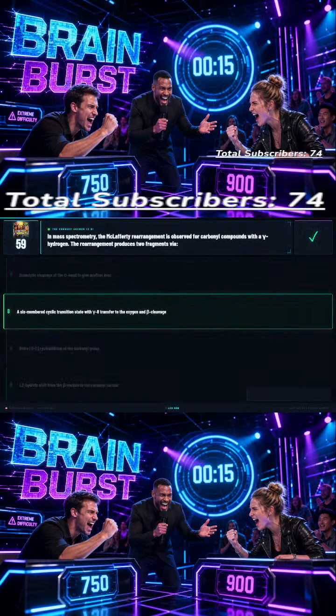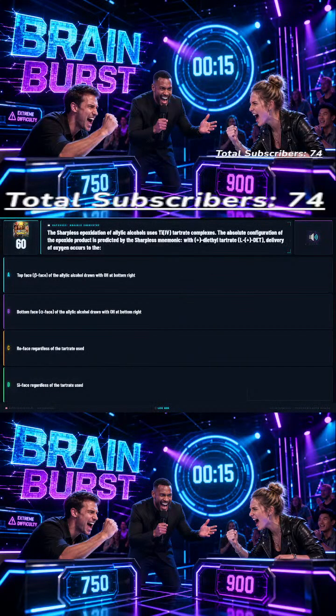Time's up. The correct answer is B, a 6-membered cyclic transition state with gamma hydrogen transferred to the oxygen and beta cleavage. Question 60. The Sharpless epoxidation of allylic alcohols uses Ti(IV) tartrate complexes. The absolute configuration of the epoxide product is predicted by the Sharpless mnemonic, with L-(+)-diethyl tartrate, L-(+)-DET.